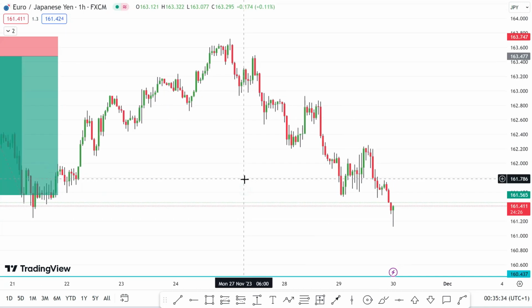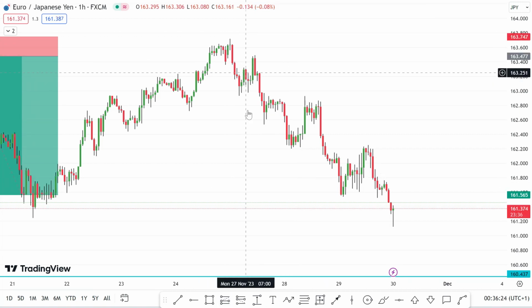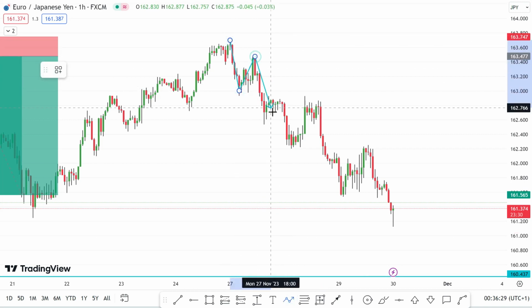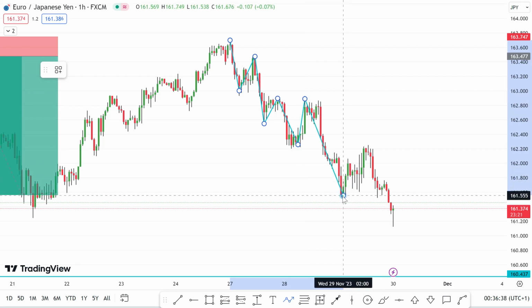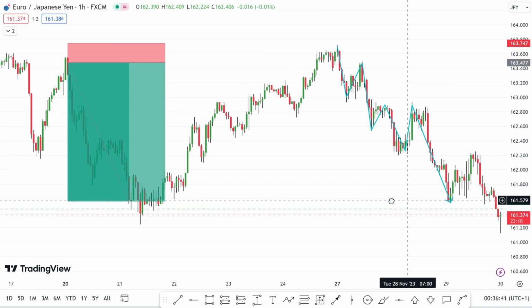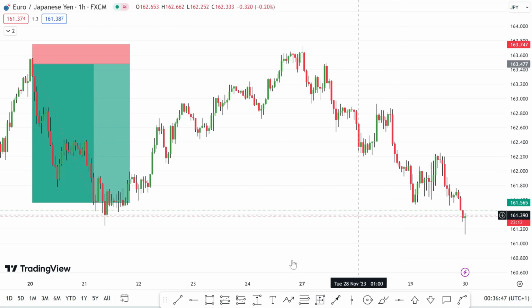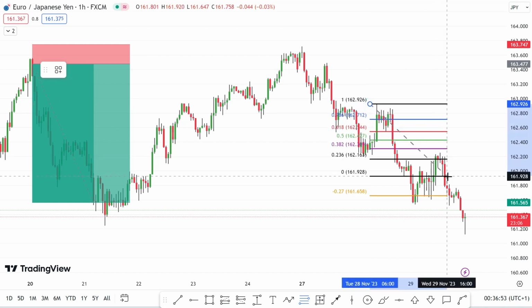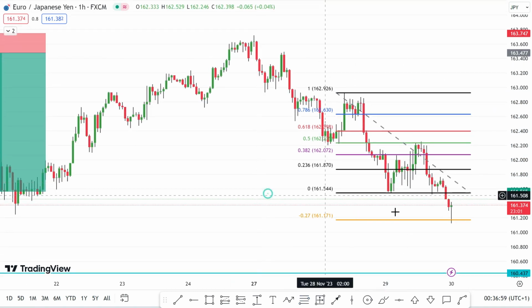Alright, guys, so this is another example on Euro JPY. Okay, price was in a downtrend. I was able to spot this on the 1 hour time frame, and so over here I was trying to take a sell. So using the Fibonacci tool, this was our last high, then you connect it to the lowest point in the market.